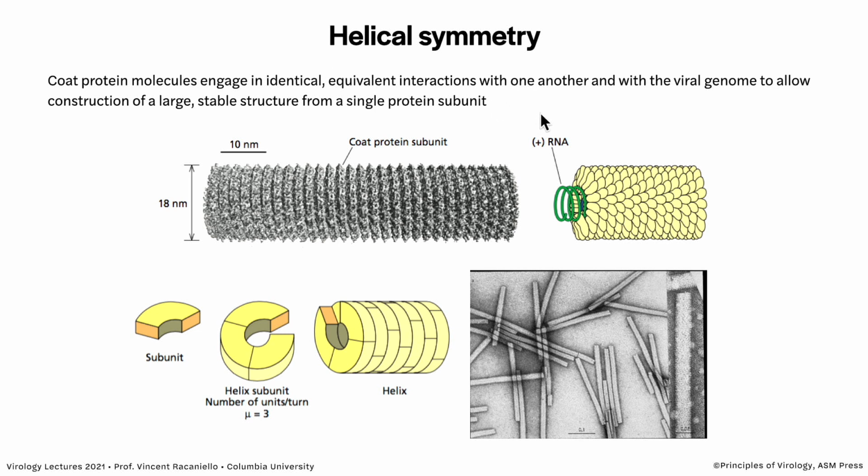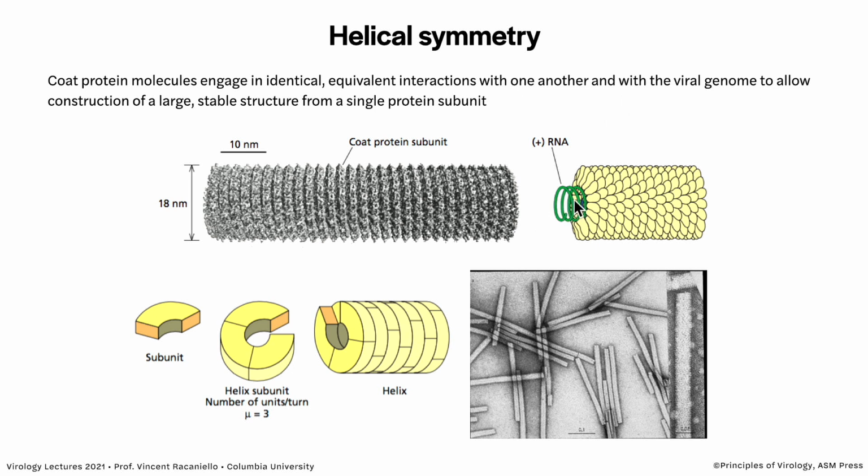It's tobacco mosaic virus. It's an example of a virus constructed with helical symmetry. In fact, there's an electron micrograph of TMV, the rod-shaped particles. And here's actually a computer image built from the three-dimensional structure of the particle. And what this virus is made up of, a single coat protein here shown in yellow, this yellow subunit here, a subunit, of course, and they engage in identical equivalent interactions with one another and with the viral genome. So the viral genome here is in green.